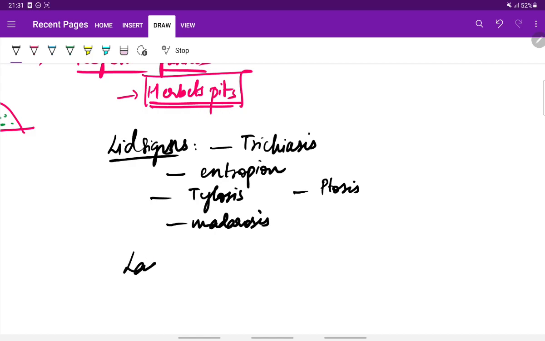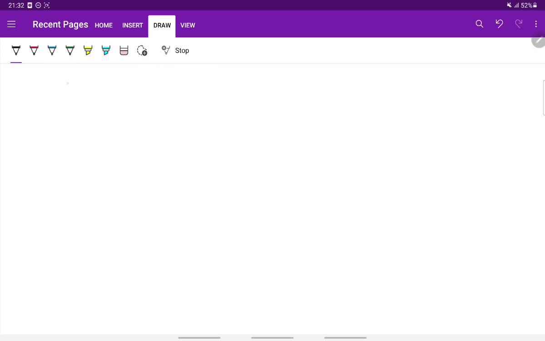Also, there can be lacrimal apparatus sequelae, which can be chronic dacryocystitis. This is about the two phases of trachoma, the phase of active trachoma and phase of cicatricial trachoma. Next, let's see about the grading of trachoma.